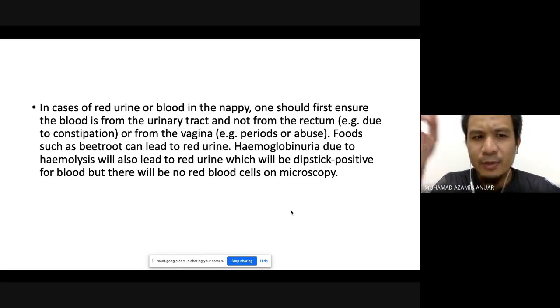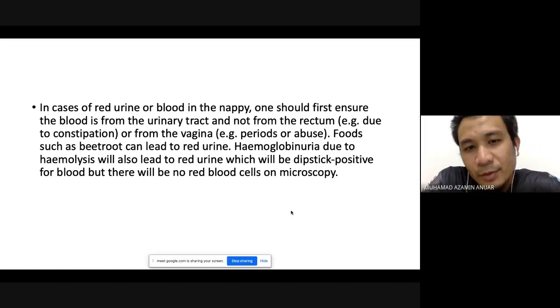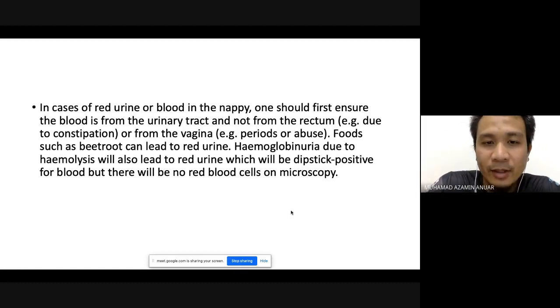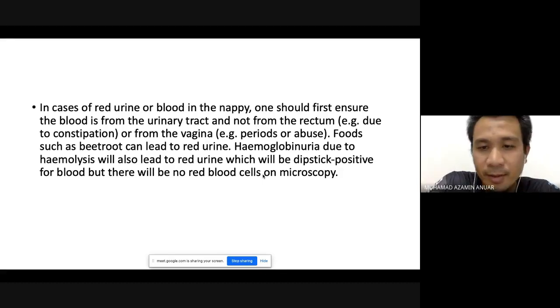People say beetroot also can cause red urine as well. I don't know what beetroot really is; I've not really eaten beetroot. So it could be. I don't know what beetroot is called in Malay. And then I mentioned hemoglobinuria, which is the presence of hemoglobin from the red cells also in the urine. So sometimes due to hemolysis, if you get a hemolysis reaction in your blood, it also can cause blood in the urine as well.